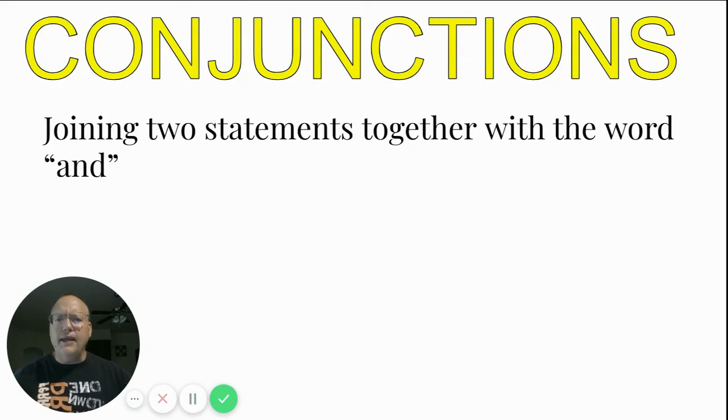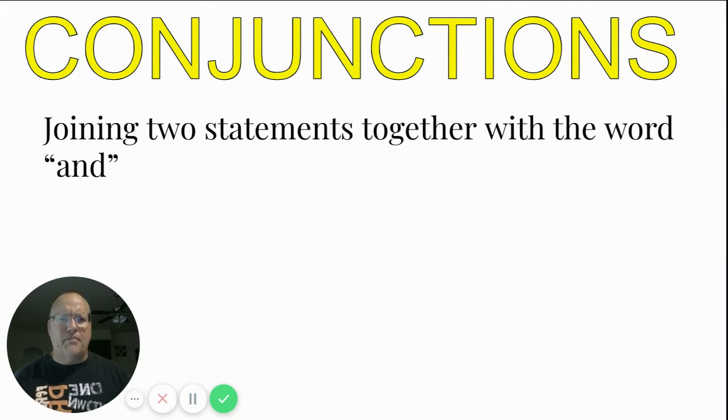But let's take a look at the word conjunction. So conjunction is when you join two statements together with the word and. As an example, today is July the 28th and it's Tuesday. I've joined two statements together. One statement is today is July the 28th. The other statement is it's Tuesday. Okay, I've joined them together with the word and, so keep that in mind.